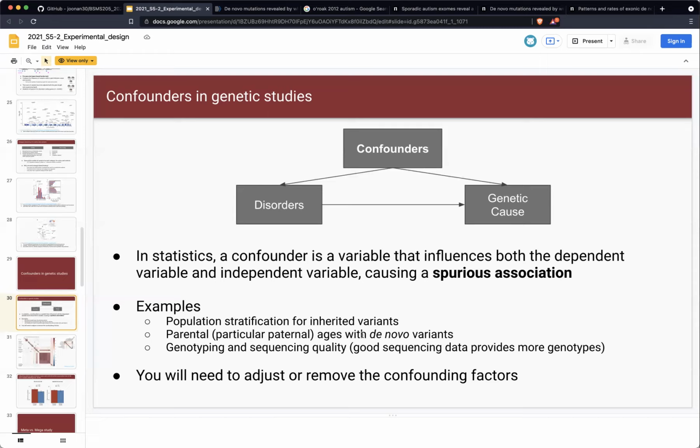And if you study de novo mutations, then you have to look at paternal age, because de novo mutations occur naturally and increase with advanced paternal age. Older fathers are likely to have more de novo mutations because there is more chance of replication errors in germline generation, right? So in this case, you also have to adjust for those numbers in your experiment. This is one key example, or you can remove those confounding factors, right?